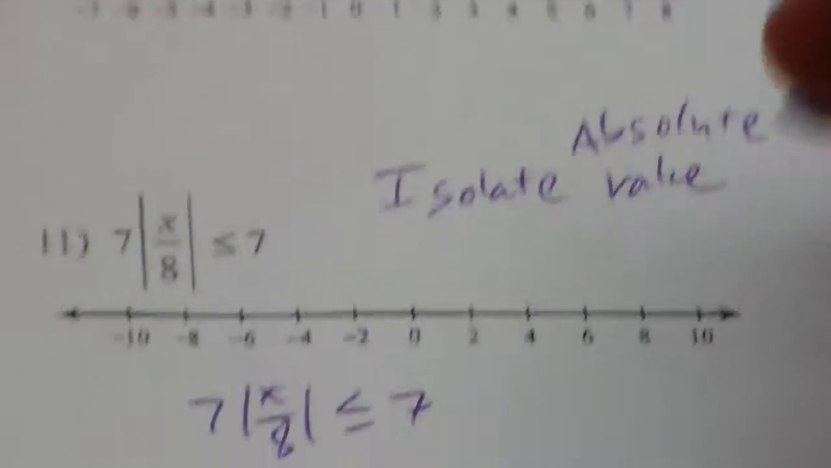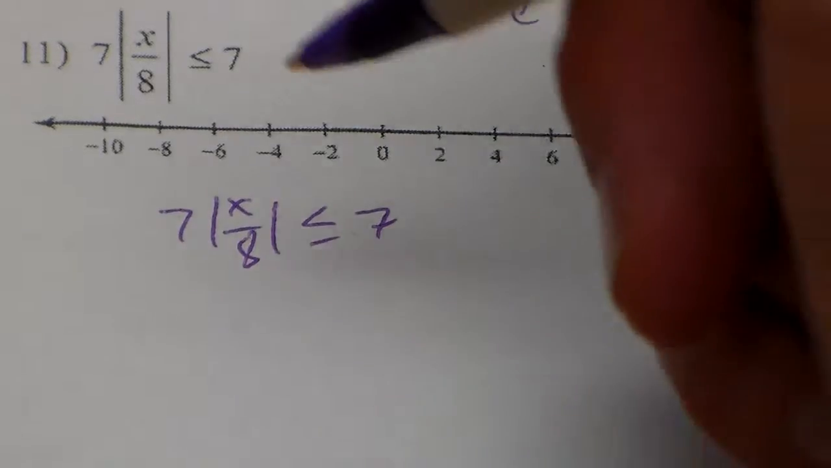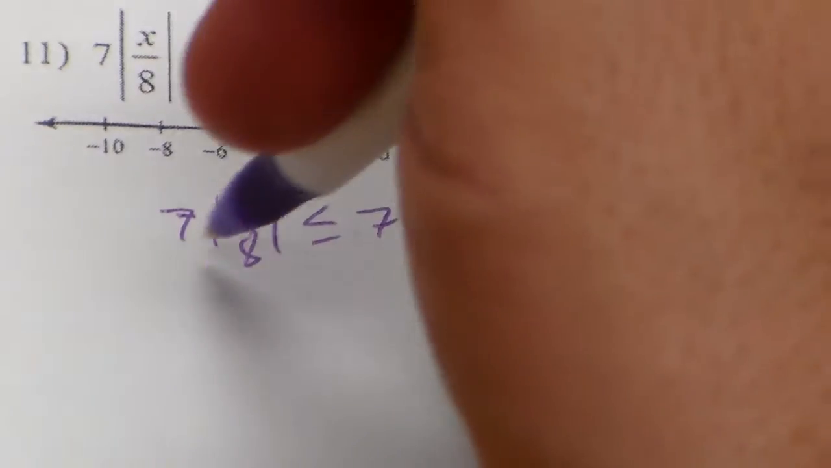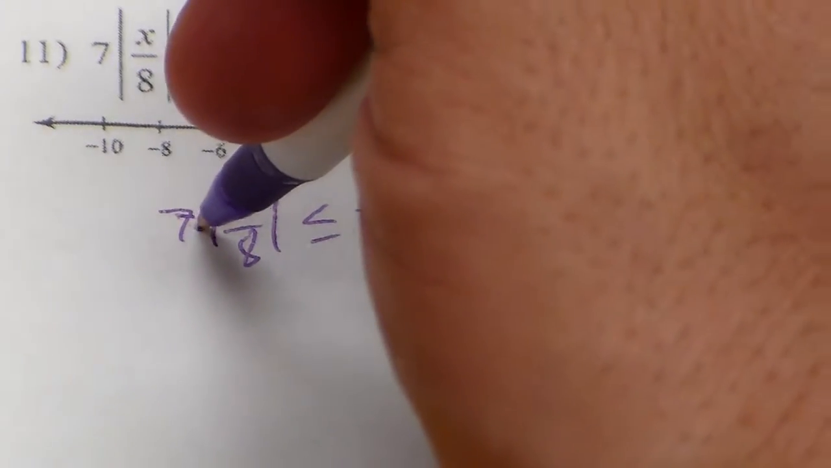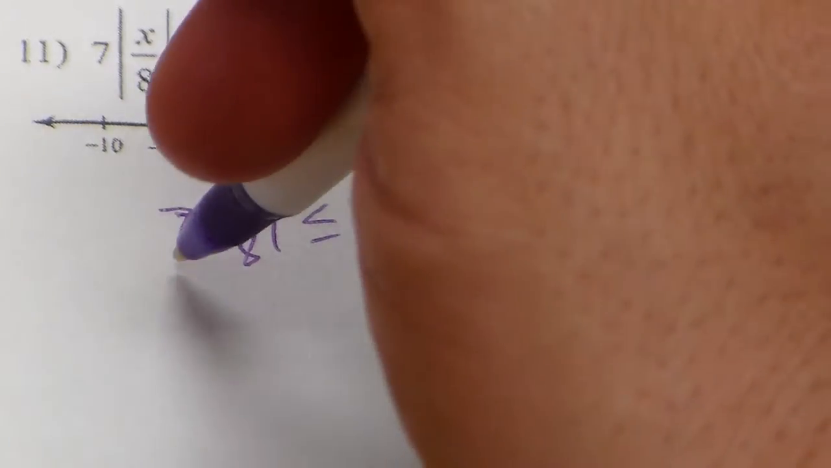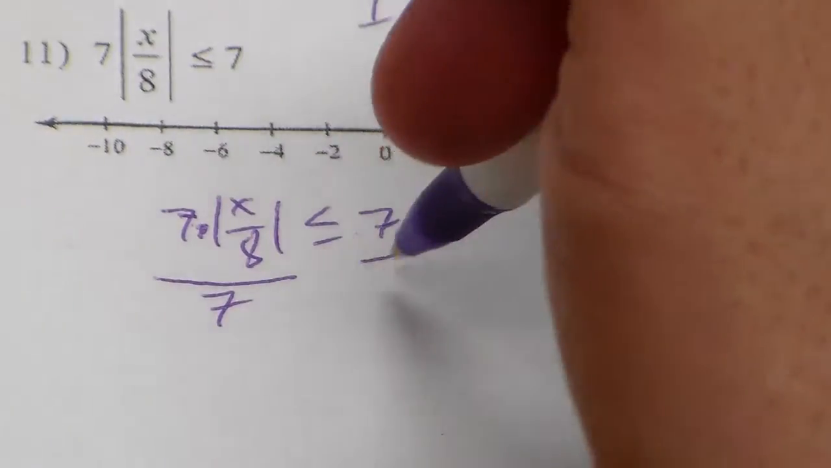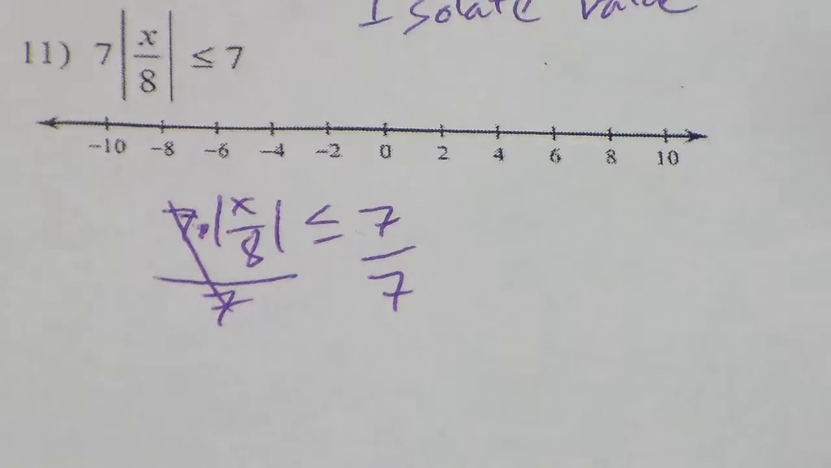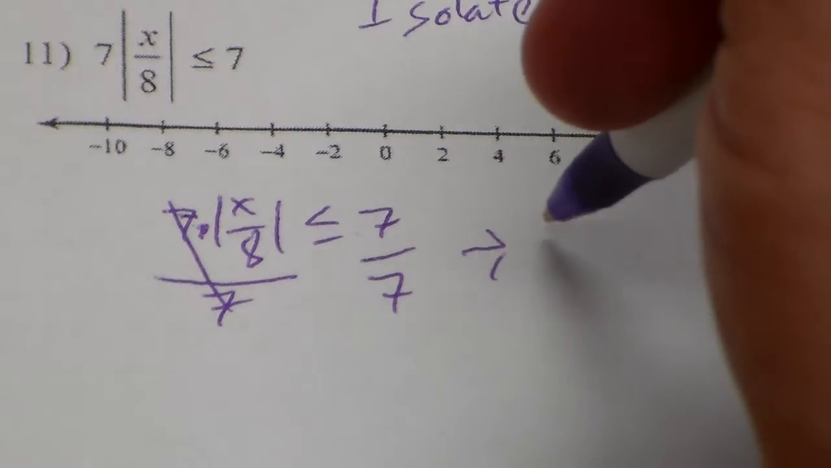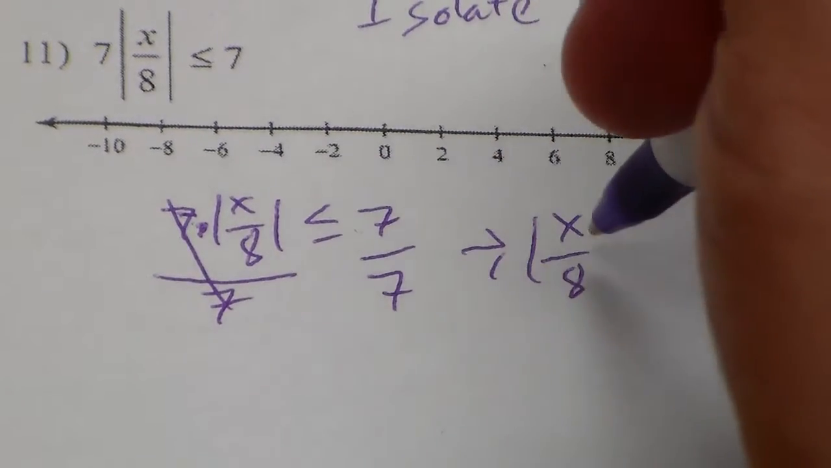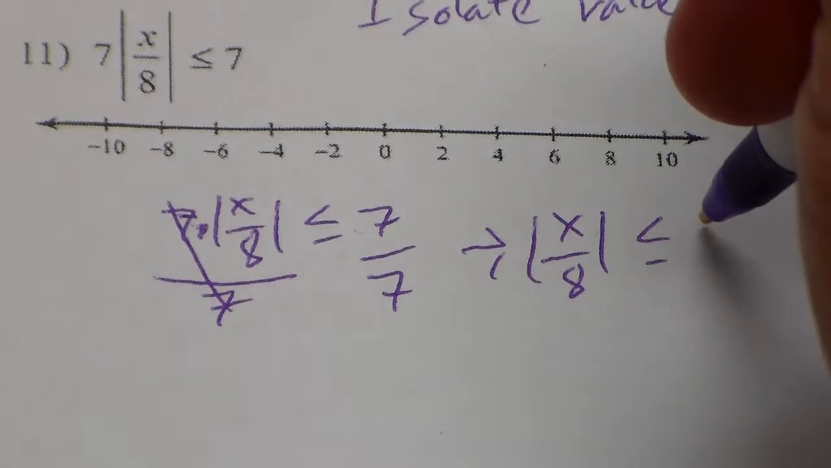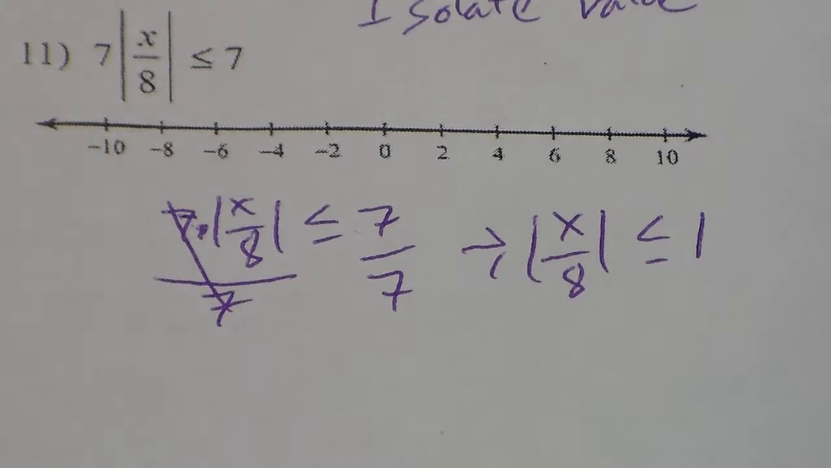And so the first step there is we're going to go ahead and divide. We got to get that 7 to the other side. When it's just next to it, that means multiply. So we're going to go ahead and divide by 7. So that's going to get it to the other side. So then we're left with x over 8 is less than or equal to 7 divided by 7 is 1.